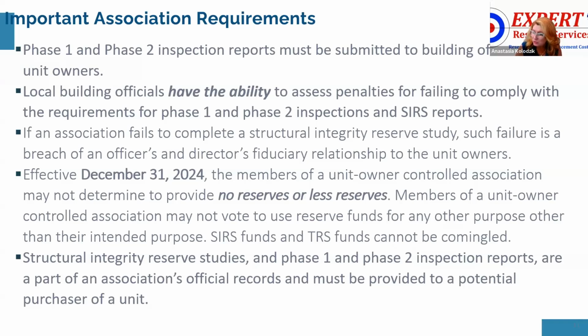One last thing that I do want to tell everyone, the structural integrity reserve studies, phase 1 and phase 2 inspection reports are now considered part of an association's official records, must be provided to a potential purchaser of a unit. If they request it, you have to give it to them underneath the statute. The SIRS and the milestone also has to be made available to each and every unit owner once it is complete. Now, you don't have to tell them what's going on in the middle of processing it, because that can be very dangerous. But you do have to provide access to it once it is complete.